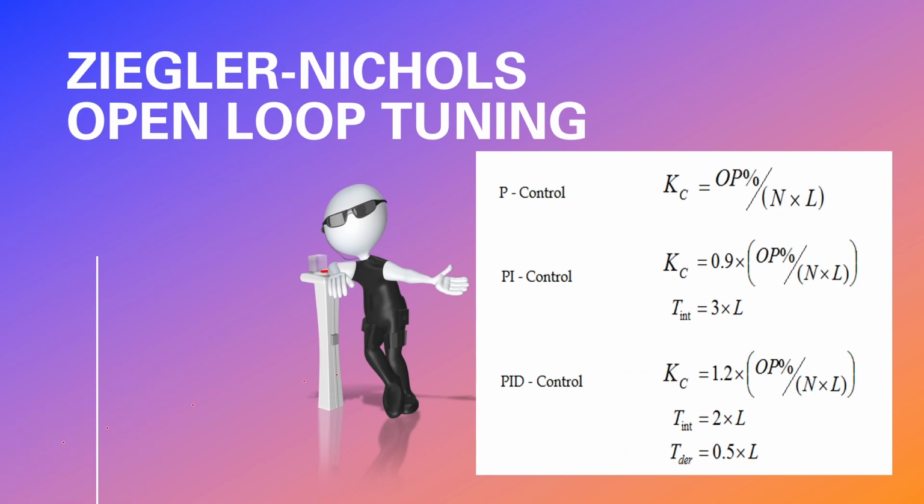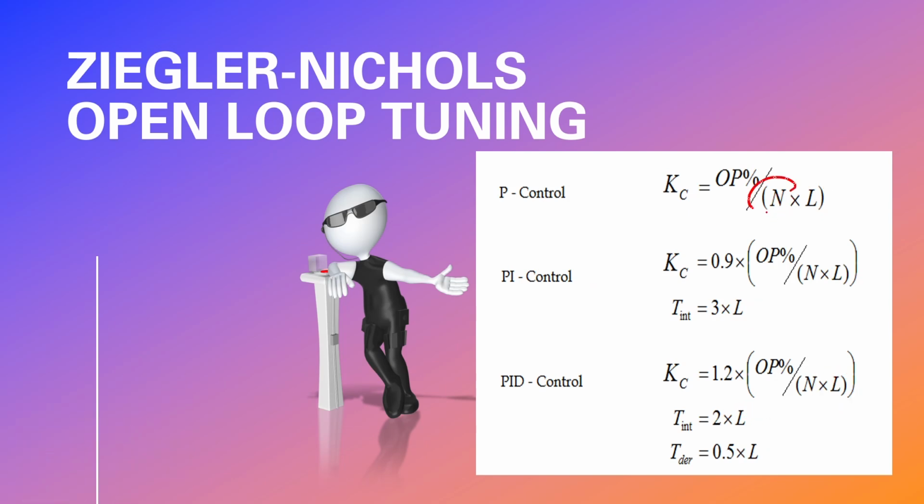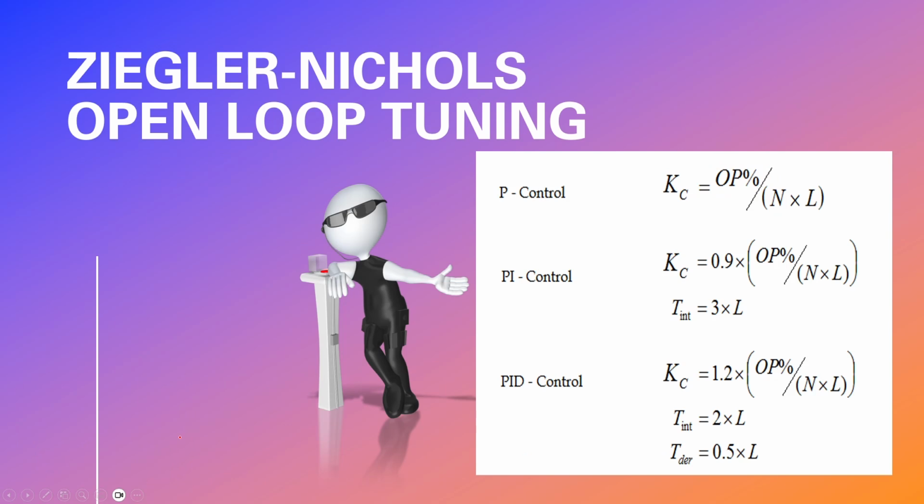Now, looking at those formulas, I will have to get a value of L, and L is going to be my dead time, and I will show you how to get that. We also need to get a value of N. N is going to be the percent per minute change of the process variable. And then we will also get the change in the output. Maybe I should put in the word delta in front of output. The change in the output would then allow us to do that type of calculation. So let's go and do this.